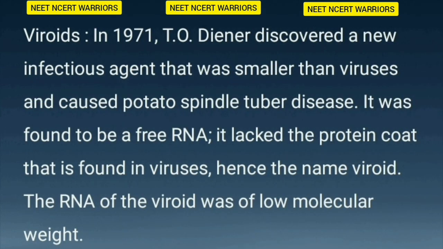Topic: Viroids. In 1971, T.O. Diener discovered a new infectious agent that was smaller than viruses and caused potato spindle tuber disease. It was found to be a free RNA. It lacked the protein coat that is found in viruses. Hence the name viroid. The RNA of the viroid was of low molecular weight.